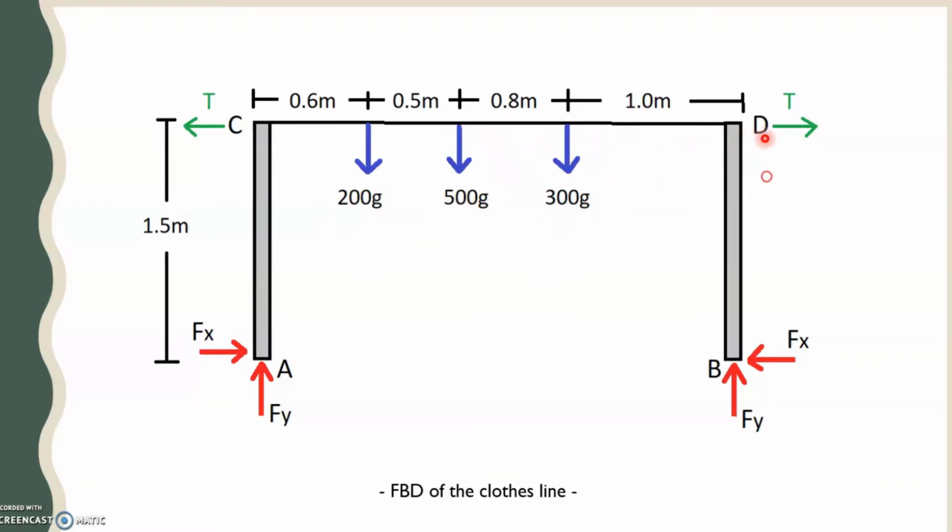As this cable stretches from C and D, it is going to have tensions acting in opposite directions at C and at D. At points A and B, as they are fixed points, they have horizontal and vertical force components acting on each of these points A and B. So this is the FBD of the clothesline.